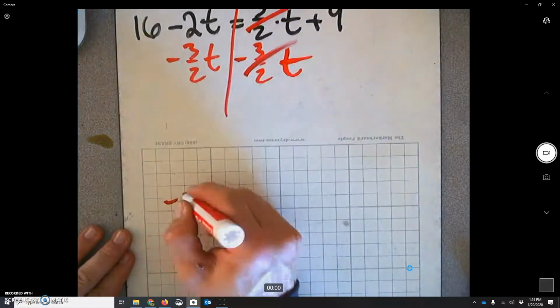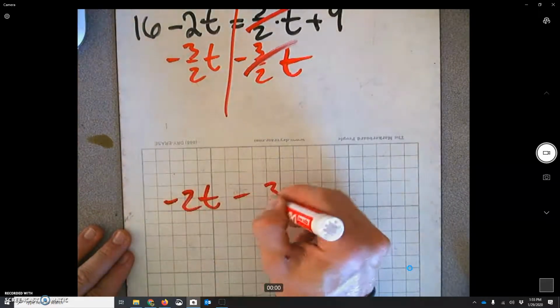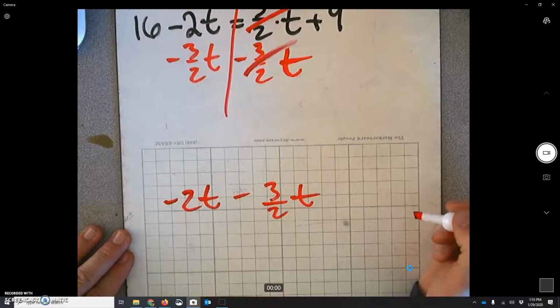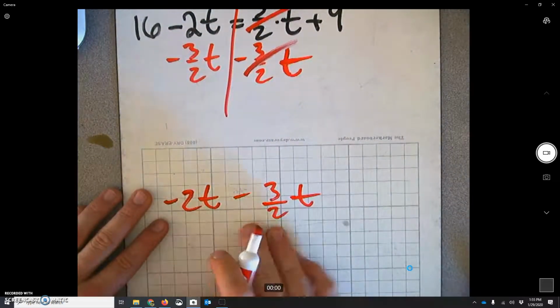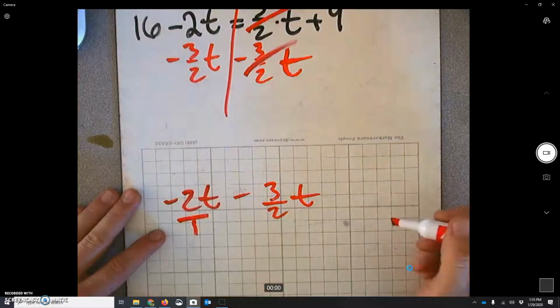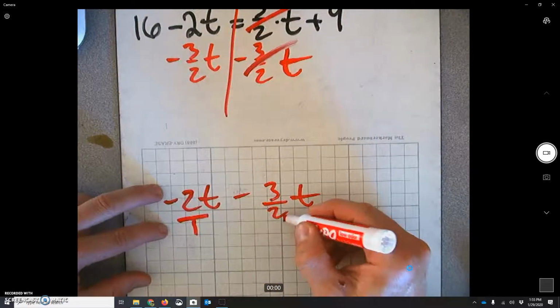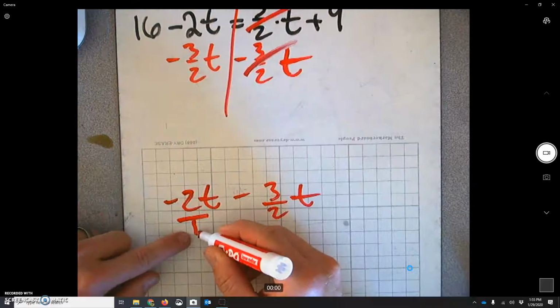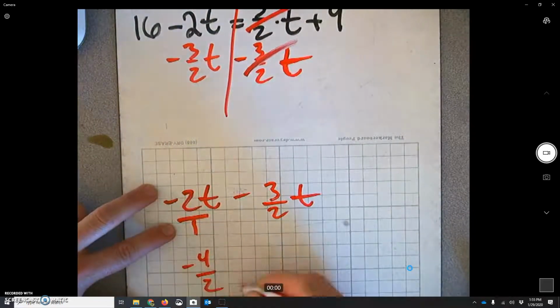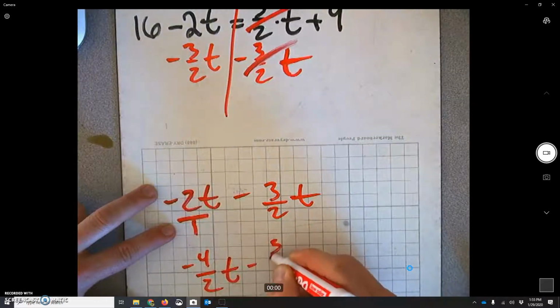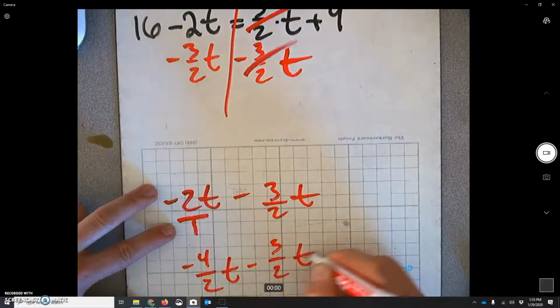So we have negative 2t minus 3 halves t. Well, we got to get this to be the same denominator as this. This right now is over 1. The way we convert this denominator to the same denominator as over here is we multiply this by 2. So we multiply both the top and the bottom by 2. So we get negative 4 over 2t minus 3 over 2t.